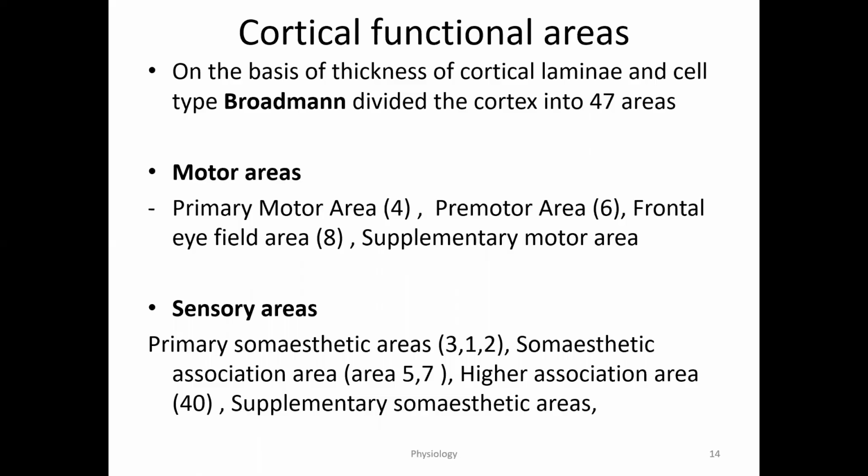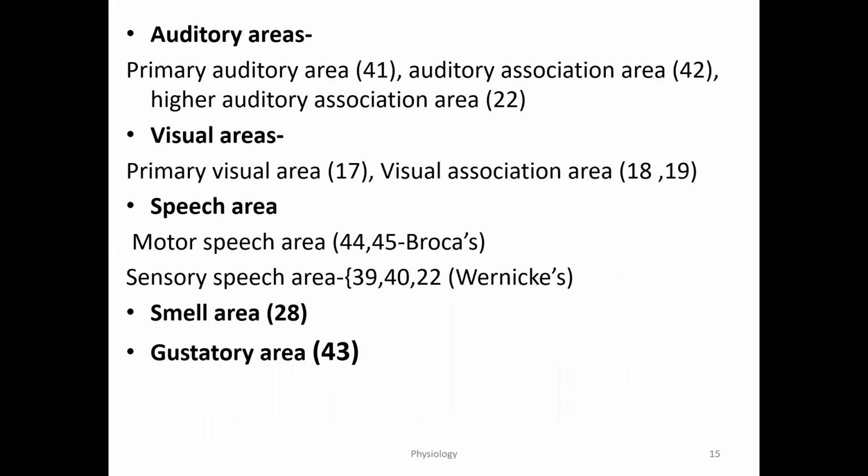The motor areas are the primary motor area, area number 4, premotor area, area number 6, frontal eye field area, area number 8, and supplementary motor area. While the sensory areas are area number 3, 1, 2, primary somatic area, area number 5 and 7, somatic association area, higher association area, and supplementary somatosensory area. So these are the sensory areas, while auditory areas are area number 41, 42, and 22. Visual areas are 17, 18, and 19.